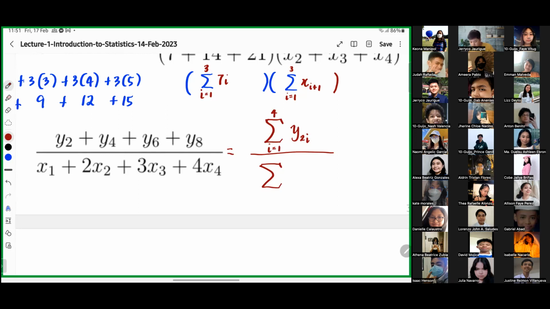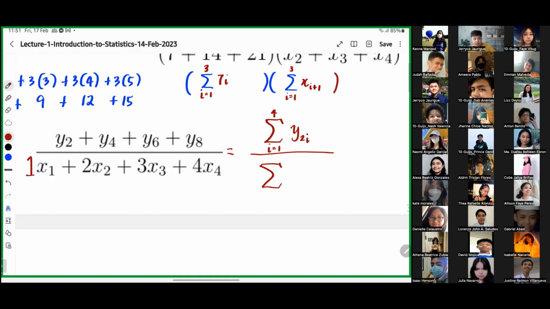So tama yung numerator, no? Kasi 2i. Pag 2 times 1, 2, 2 times 2, 4, 2 times 3, 6, 2 times 4, 8. Yung baba. To help you decide sa baba, meron tong 1 dito sa unahan na hindi natin nakikita. Kasi 1, 2, 3, 4. Tapos yung sub niya, yun din yung nagbabago.